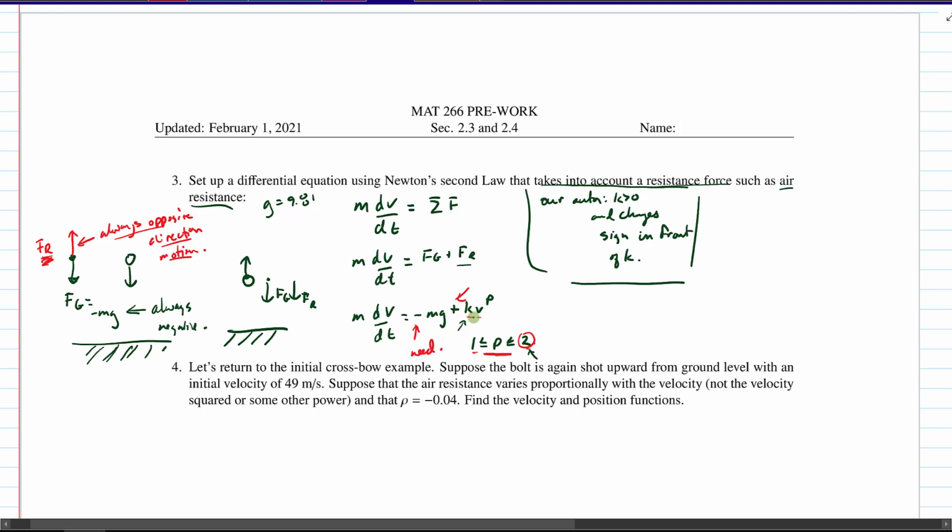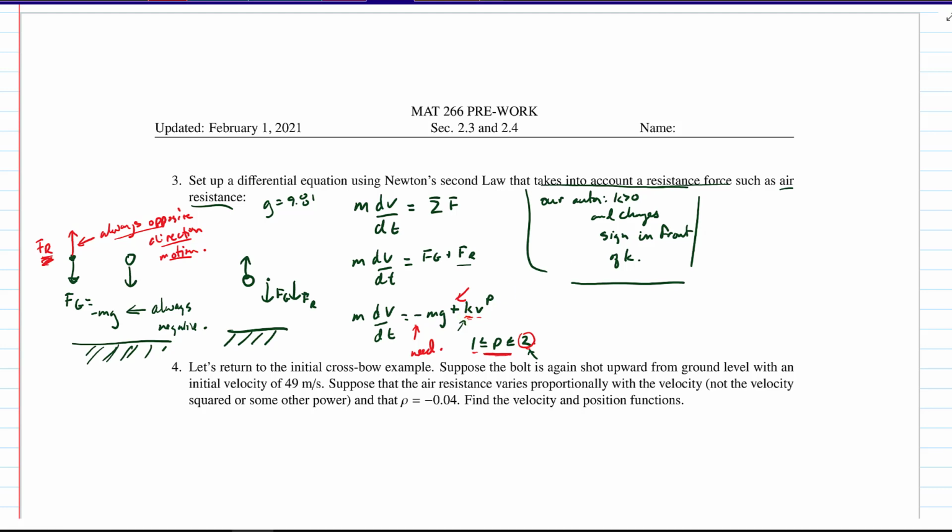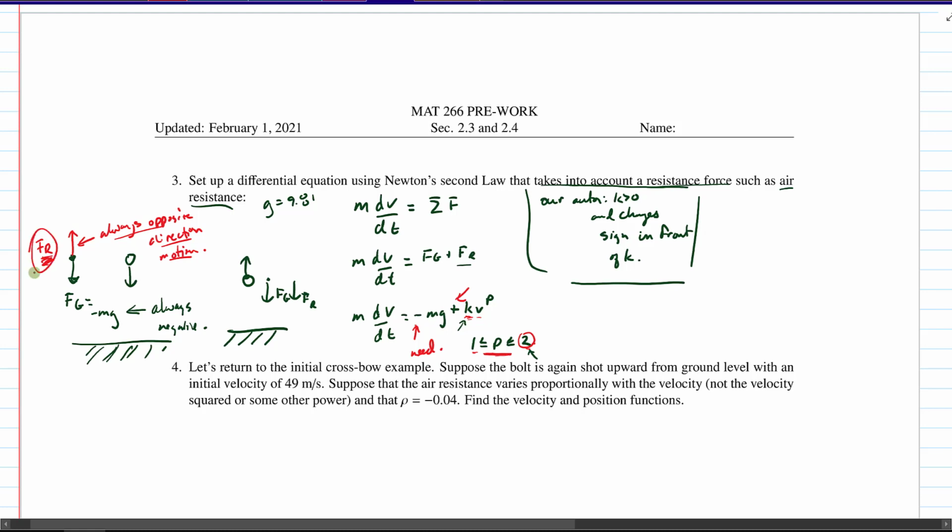So if this is moving upwards, then I want k to be negative. So it's a negative force resistance. And if this is moving downwards, then v squared is still positive, and so I would need this to also be a positive force, because if it's going downwards, we want this to be a positive upward force.